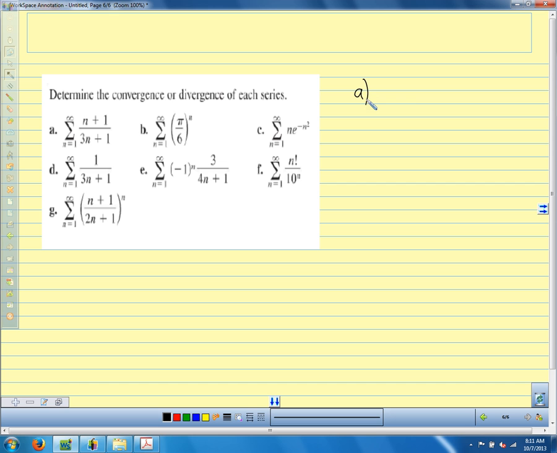Nth term. Okay, good. And the nth term, what do we know about the nth term? The limit as n approaches infinity of the nth term is 1/3, so that tells us it diverges. So we're done. That was a 10-second problem. How about B?